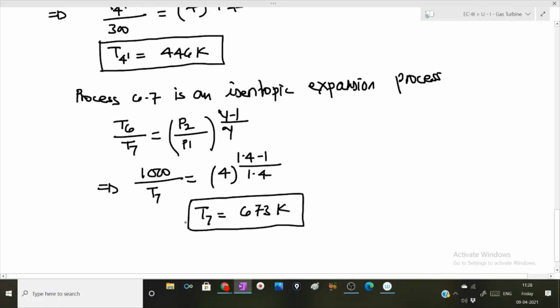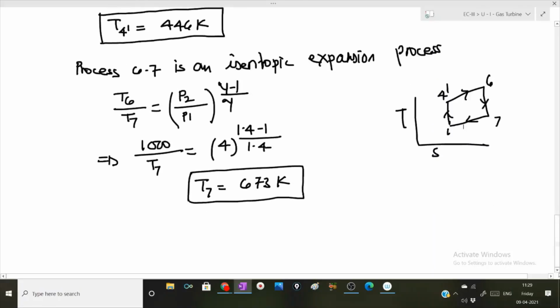So considering the isentropic compression and isentropic expansion process, we could calculate T4 dash and T7. And in this way, now we have all the end state temperatures: T1, T4 dash, T6 and T7. This is our cycle: 1, 4 dash, 6 and 7. Now what you are supposed to calculate is specific work output.